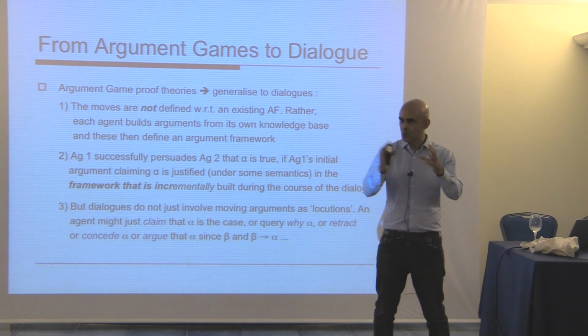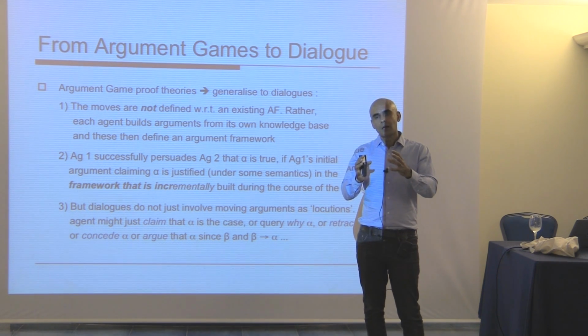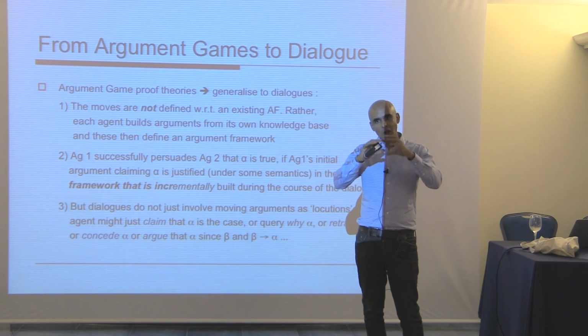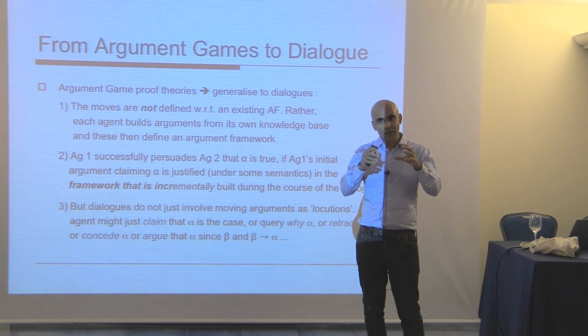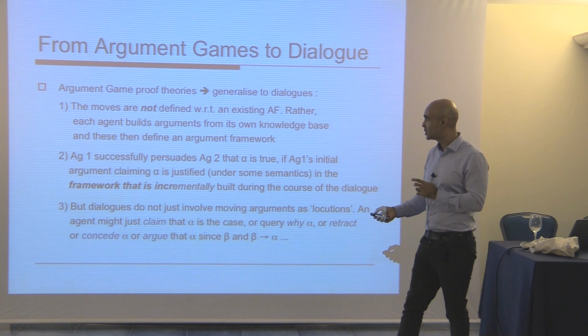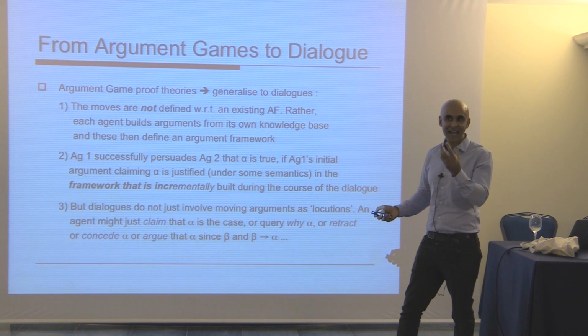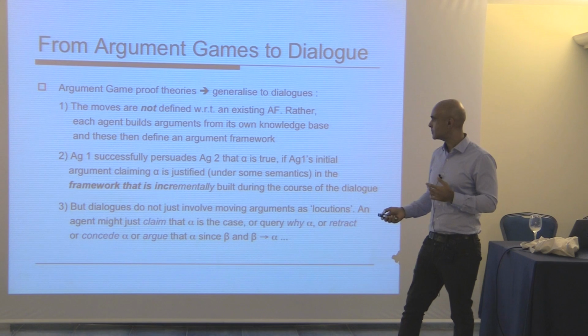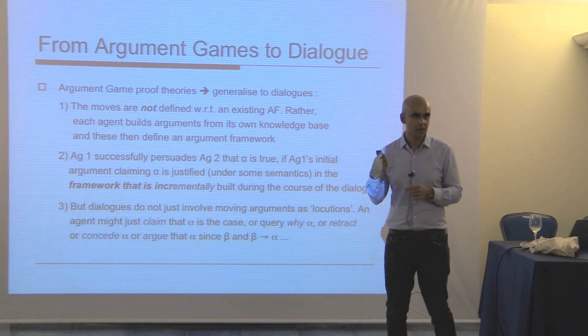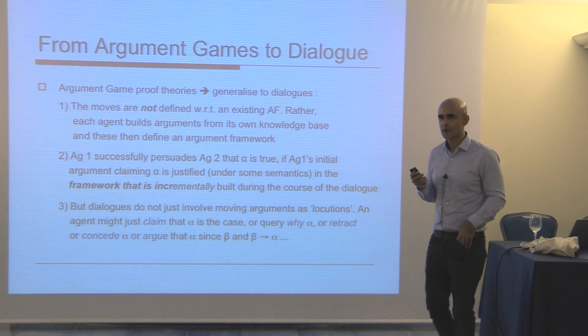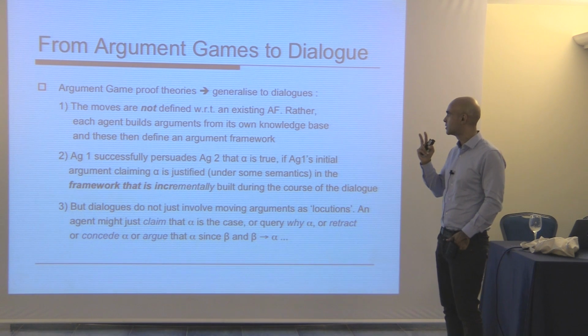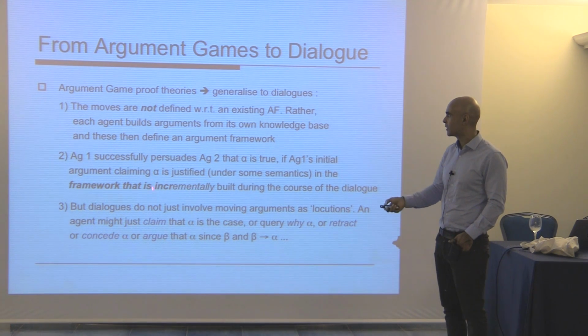So the agents move arguments in the course of a dialogue. You construct the framework from the arguments moved. If the initial argument moved by Agent 1 is a justified argument, Agent 1 has persuaded the other agent that the claim of that initial argument is true. Okay? I'll give you an example in a second of how that works. So that's the second thing. These two points are very much related.